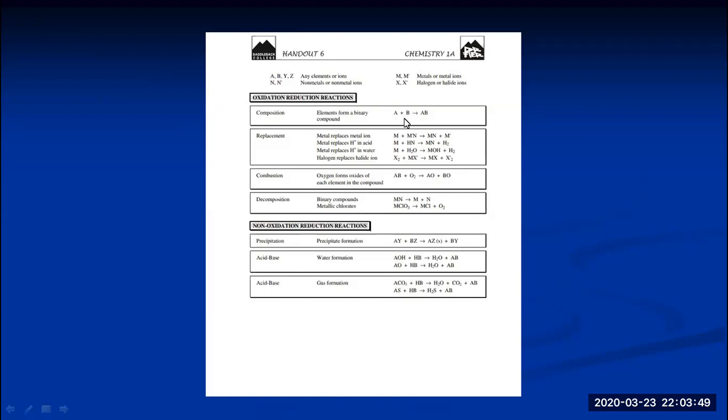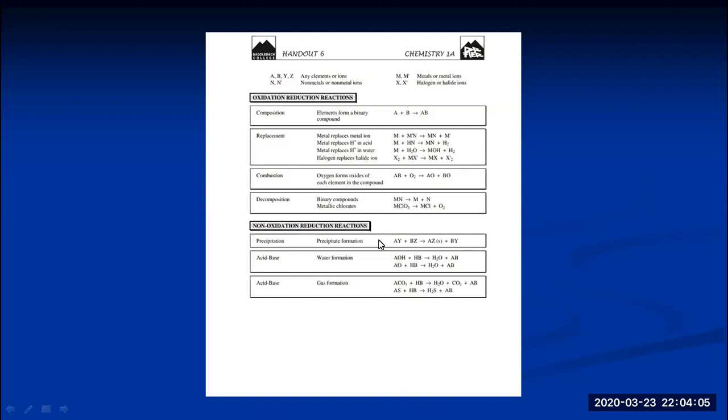What's a composition reaction? A reaction between 2 elements. What's a replacement reaction? It's always the reaction between an element and a compound. What's a combustion reaction? Always reacts with oxygen. What's a decomposition reaction? Only one reactant.